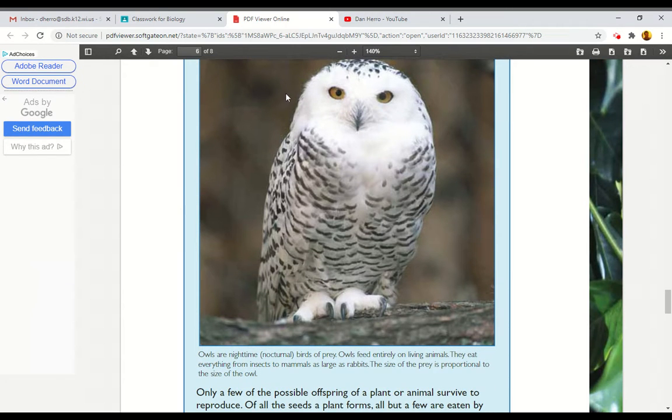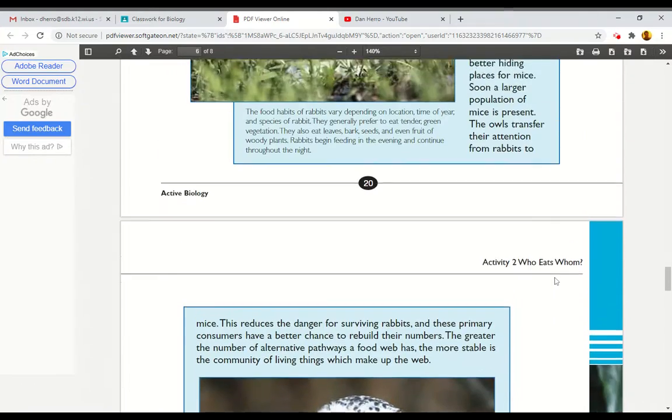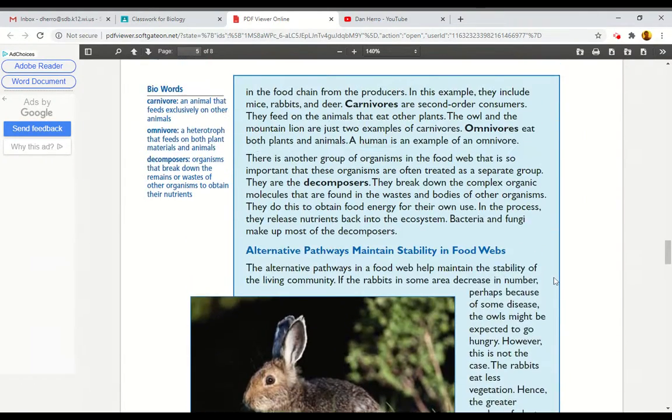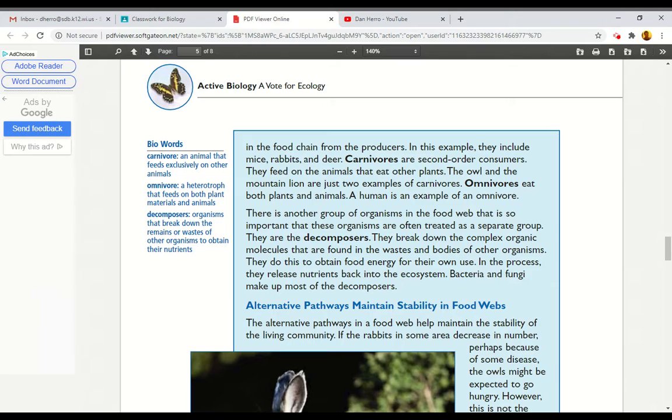Now we're going to look at the owl. We're going to read the caption. Owls are nighttime or nocturnal birds of prey. Owls feed entirely on living animals. They eat everything from insects to mammals as large as rabbits. The size of the prey is proportional to the size of the owl. So it says owls feed entirely on living animals. And if we go back up, that was defined as carnivore right here. Okay.